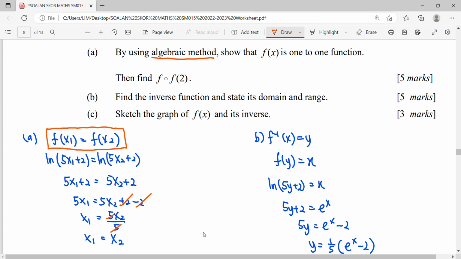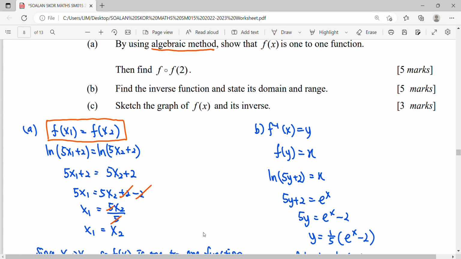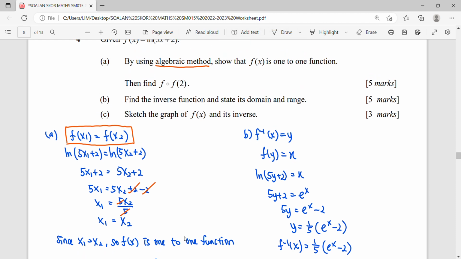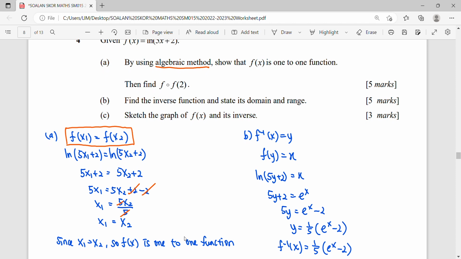So when it's asking you to show something, you have to come up with the conclusion. It's not just putting a value or just putting a shown here. What do you need to show? Because the question is not asking you to show x1 equals x2. The question asks you to show this sentence. So you have to stick back the conclusion with that sentence.